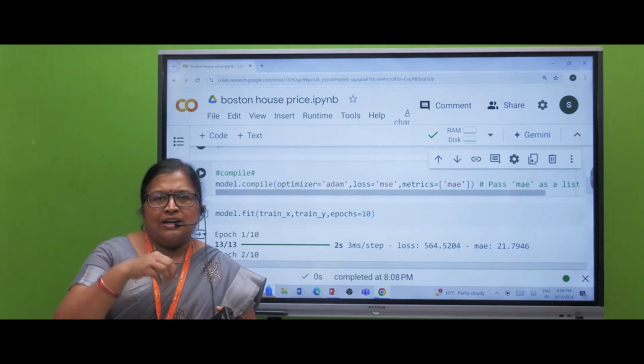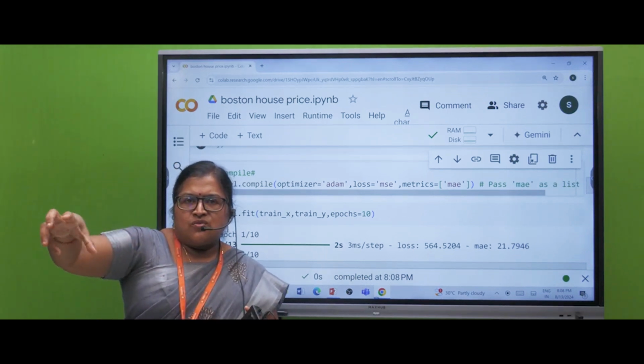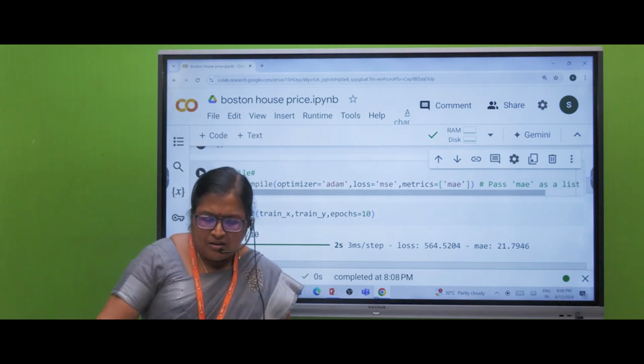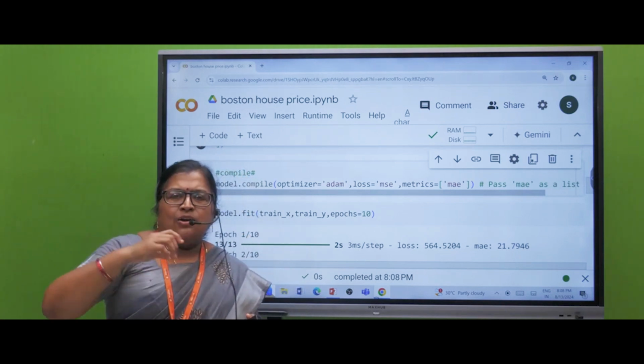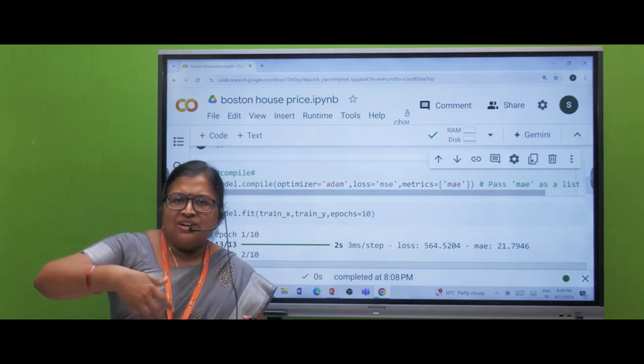But in neural networks, the main aim is to reduce the loss function. Everything will be propagated back, and you have to get the feedback in each and every iteration.